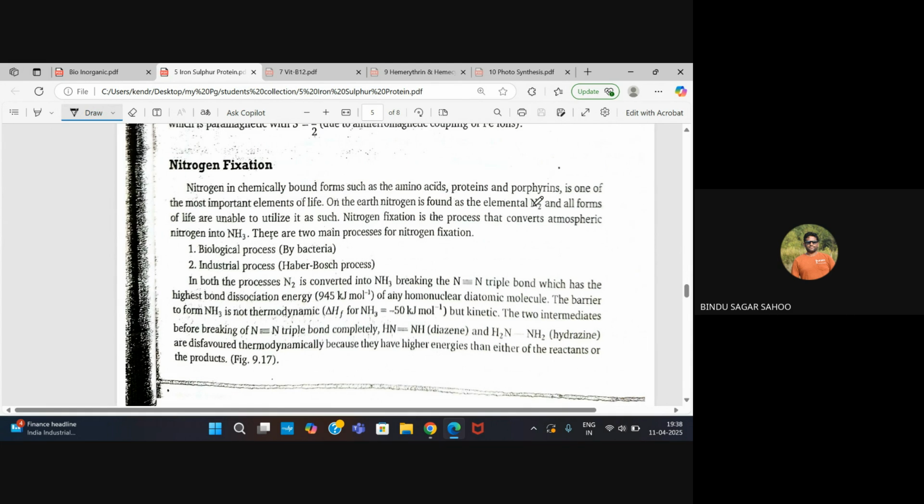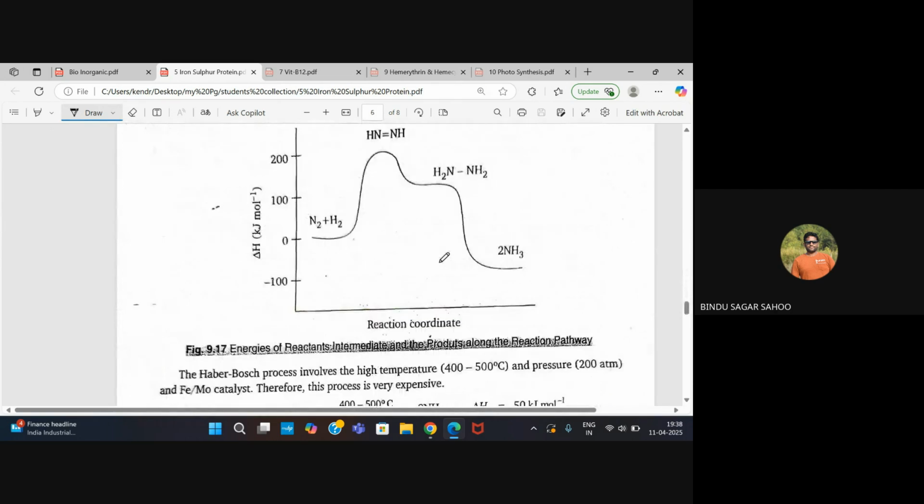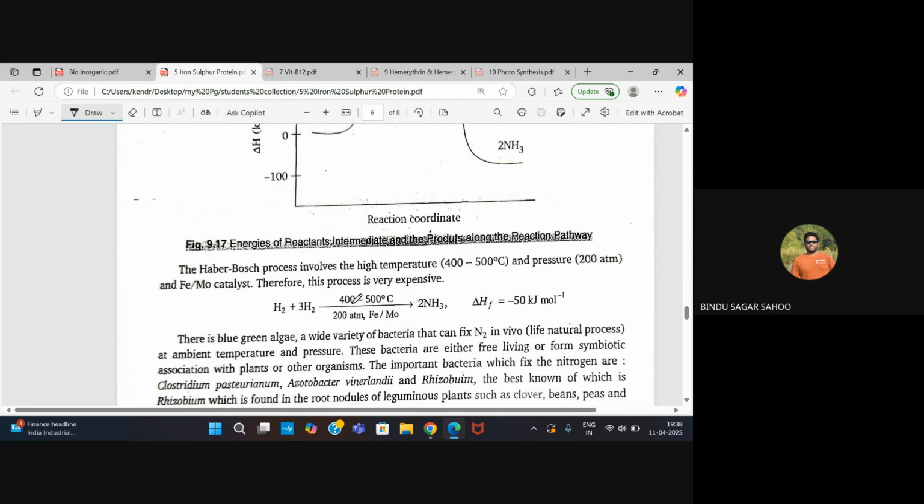So in between N and N, how many bonds are present? Three bonds are present. If three bonds are present, that means it has a very high bond dissociation energy. We need a higher amount of energy to break it. We can make this breaking by two processes. One is the Haber process, the industrial process, and the other is the biological process using a few bacteria. But in the Haber process, a lot of energy and high pressure maintenance is necessary, along with an iron molybdenum catalyst.